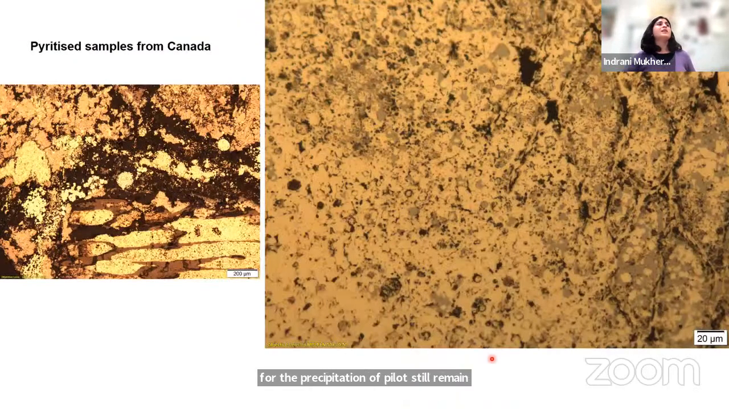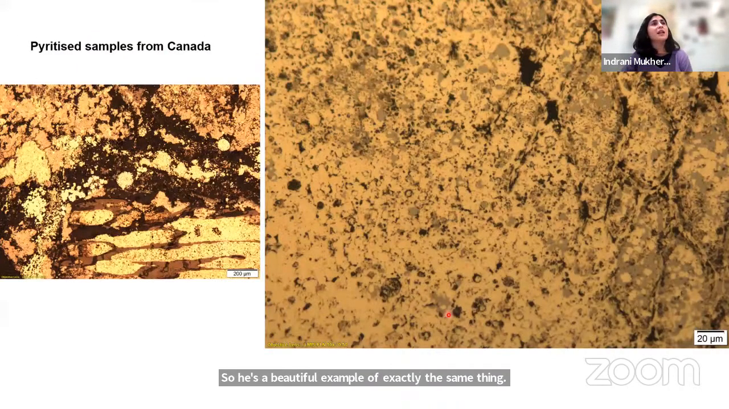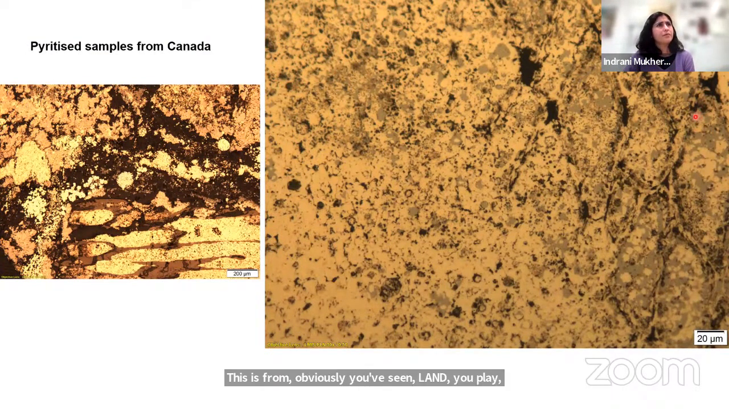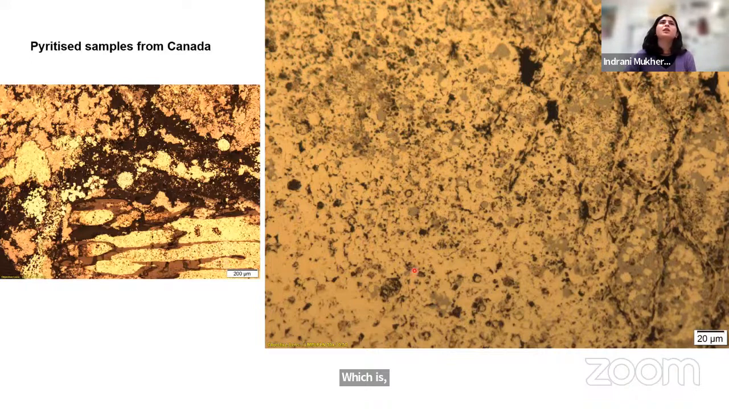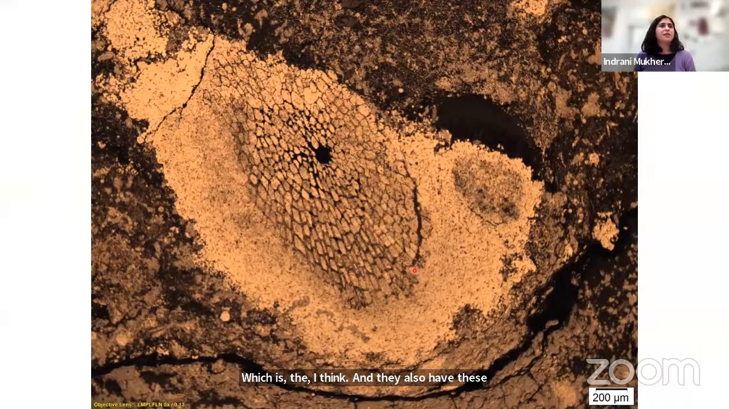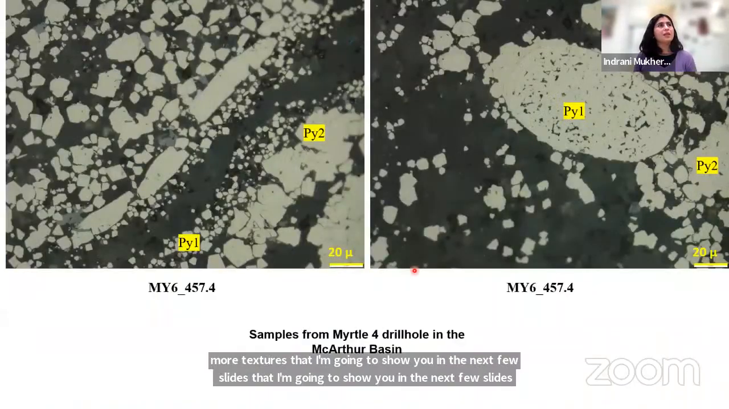So here's a beautiful example of exactly the same thing. This is from, obviously, Eocene London Clay, but I was looking at my rocks from Canada, which is the Devonian, I think. And they also have these beautifully preserved wood fossils. Here's another example. I think I've shown this slide to you before, but it's very spectacular. And I've been thinking of what can be done. Here are some more textures that I'm going to show you in the next few slides that I come across to see, well, what does this mean?